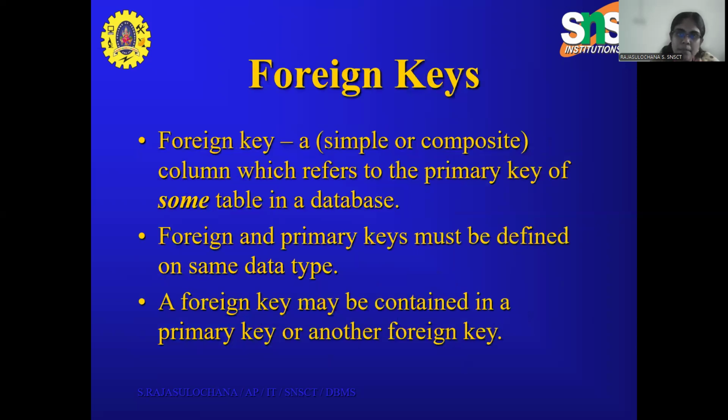A foreign key can be a simple key or it can be a composite key. This foreign key refers to the primary key of some other table in the database. The foreign key is present in one table, whereas the primary key is present in some other table. For example, assume the foreign key is present in table A and the primary key is present in table B. Then this foreign key in relation A refers to the primary key of relation B. This foreign key can be a primary key or it can be another foreign key itself.